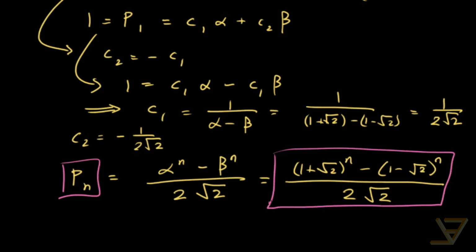I know it looks like it shouldn't even output integers, but in general there are so many cancellations that it does output integers. In fact, it outputs the nth Pell number if you substitute in n.